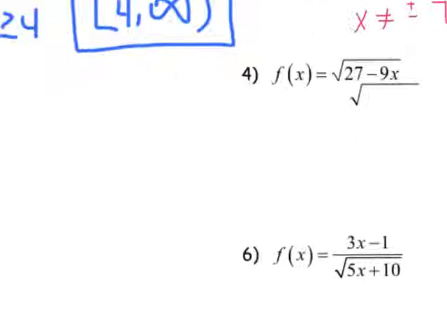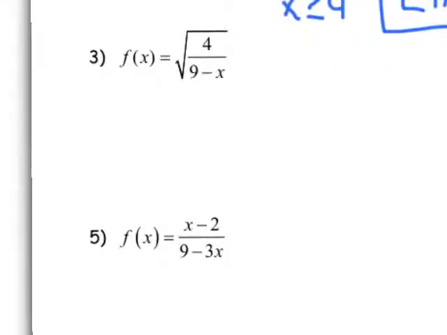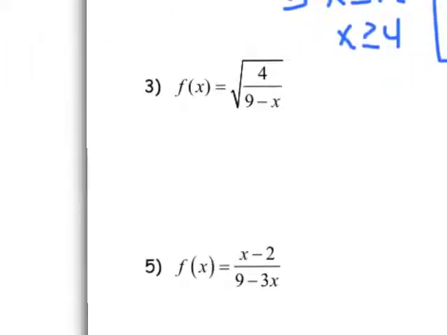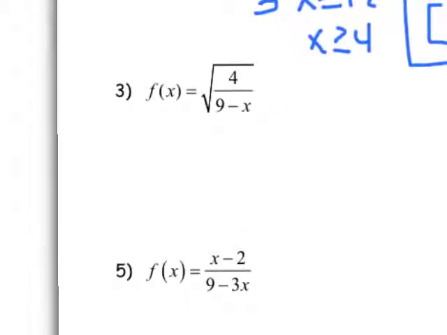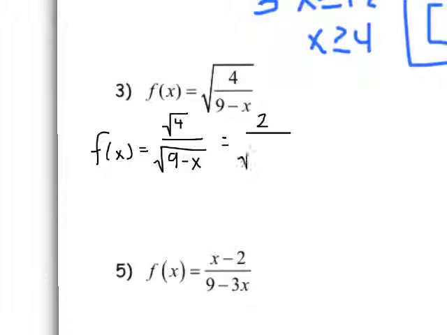All right, let's go on to example 3. So the square root of 4 over 9 minus x. Remember that when you have this big square root symbol, you would rather write it as the square root of 4 over the square root of 9 minus x. You can do that. And the square root of 4 is 2, but I can't do anything with the square root of 9 minus x.